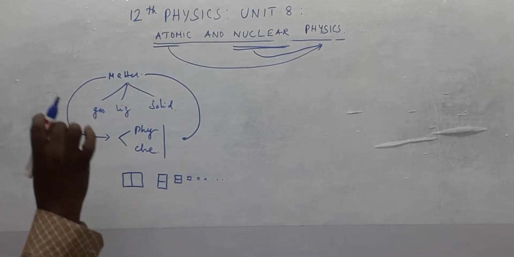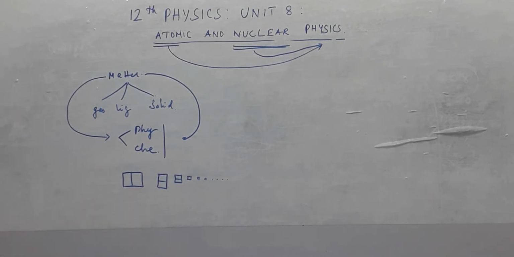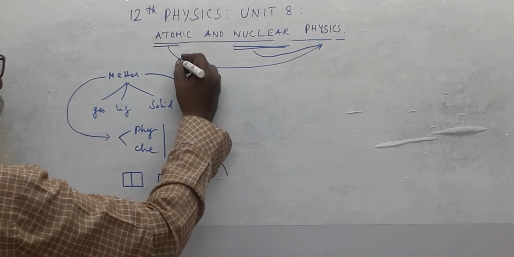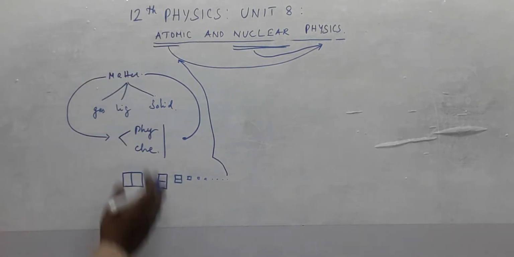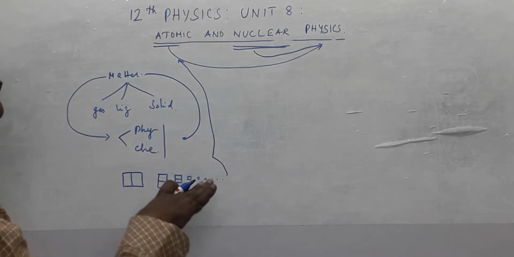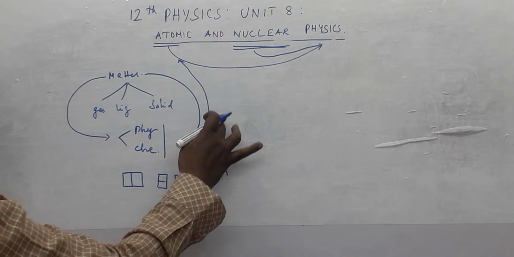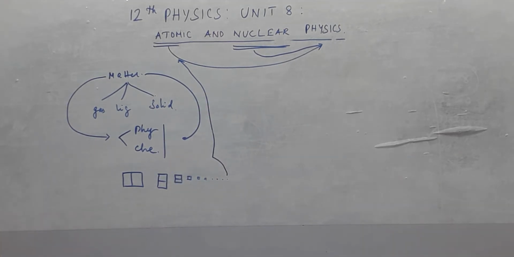Then at one certain stage you cannot divide the particle further by ordinary methods. Such a smallest particle is considered to be an atom. An atom cannot be divided further in normal methodology. That's called an atom. Okay. If the atom cannot be divided, then how can we understand the entity of the atom?